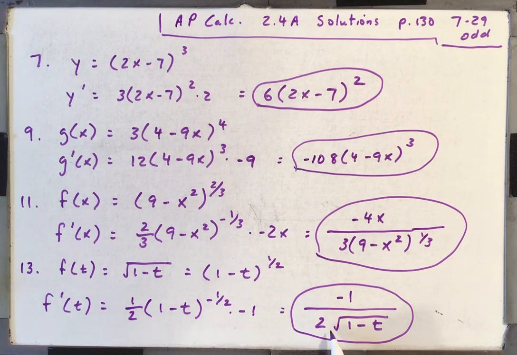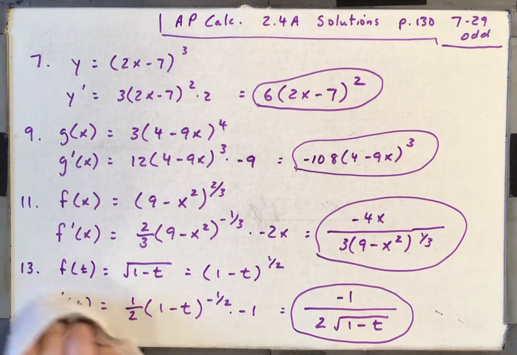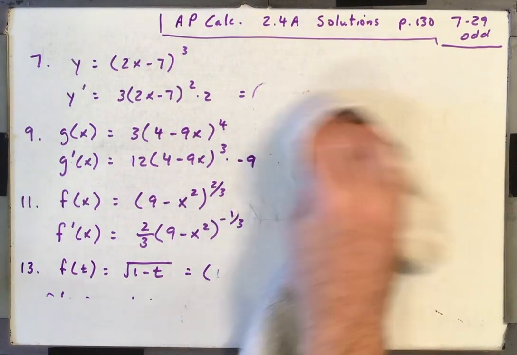It's prettier to make it into just a square root, but I am fine if you just do this, 1 minus t to the 1/2 power. Either way is fine with me. Okay, let's see what else we can get on the whiteboard here.